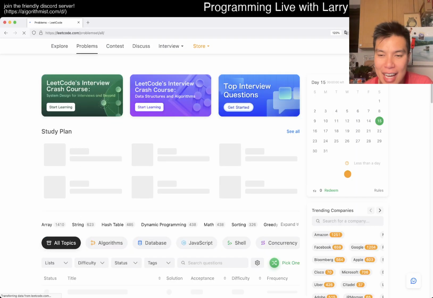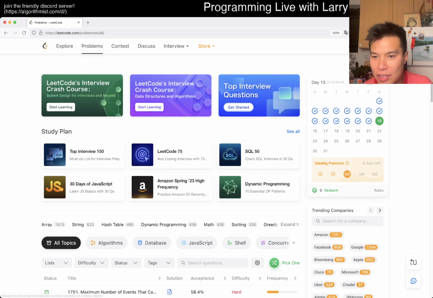This is day 15 of the Leetcode Daily Challenge, and also this is going to be a weekly one later.